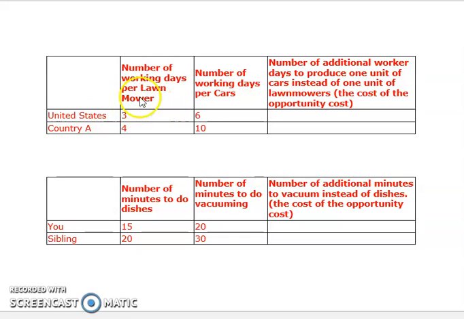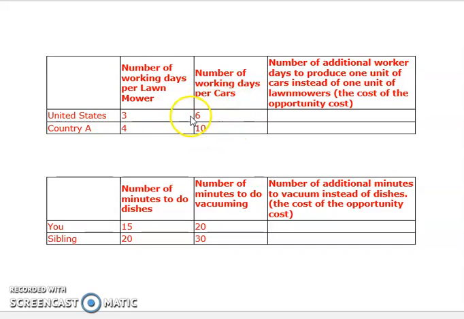In this case, we can see that the U.S. makes lawnmowers in 3 days, but it takes country A 4 days. So we say the United States has absolute advantage in lawnmowers. They can do it 1 day quicker than country A. If we look at cars, it takes the United States 6 days, but country A 10 days. So again, the United States has absolute advantage in making cars.